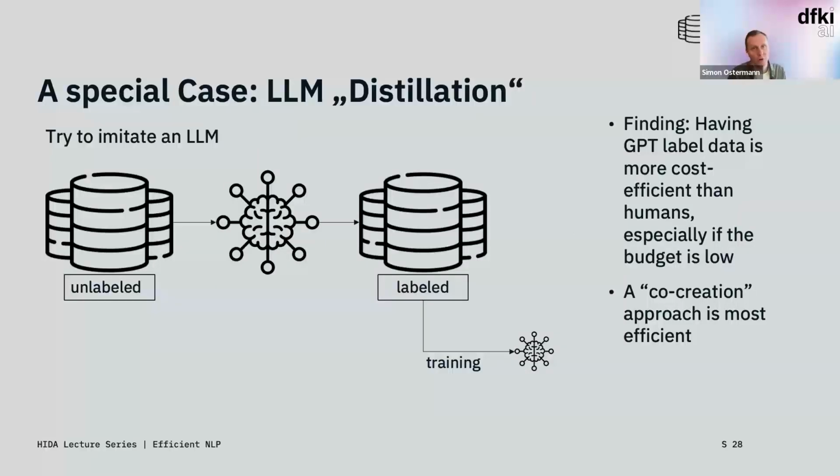There is actually recent work comparing the cost of using human annotators versus GPT. And GPT is, of course, much more cost efficient than humans, especially if the budget is low. But they also find that a kind of co-creation is most efficient, which then goes into the direction of active learning again, right? So you use the language model to label whatever it can, and whenever it's unsure, you ask the human. There are also applications of using large language models, for example, as an oracle during active learning, which is also a thing that we work on at DFKI, for example.